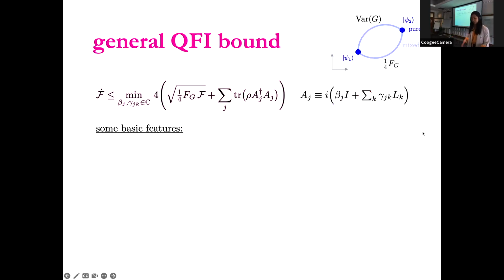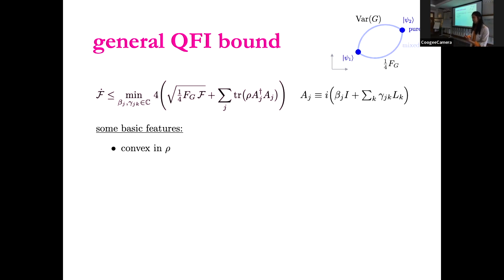So I'll start with some basic features, and then I'll talk about some nice features, like how it leads to tighter bounds than in previous work. First, as we've already basically observed, this bound is convex in the state rho, as you should expect for the QFI. As I said, f sub g is convex, and of course, this expectation value of the A_j dagger A_j terms is linear in rho, so it's trivially convex.